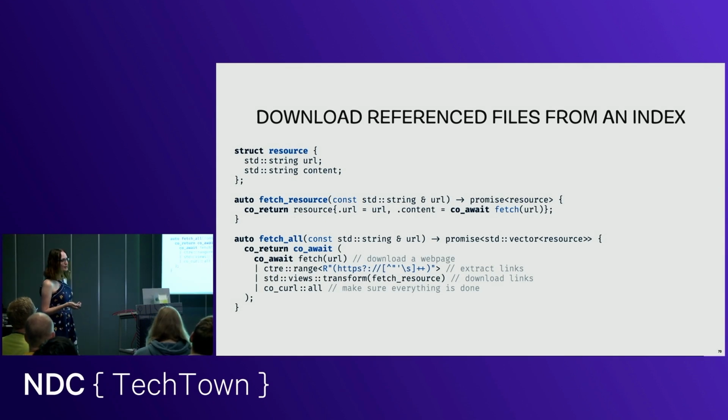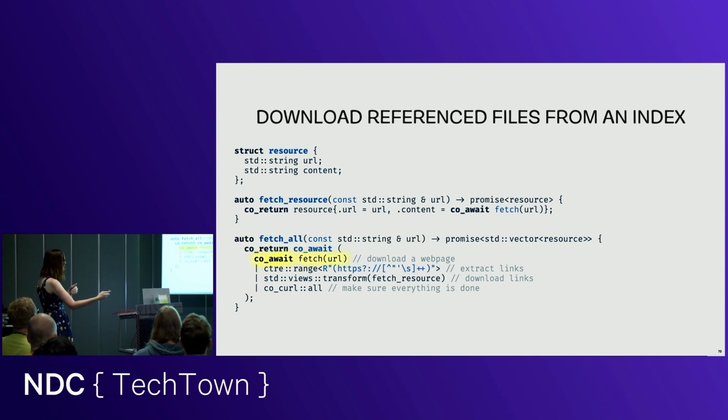So let's say we have a struct of resources, which contains a URL and content. Then you have a function fetch resource, which will take a URL and return a promise of resource. Resource is just the URL you downloaded from, and the content is what you fetched. And then you have fetch all, which will take the URL of, let's say, a web page, and give you a vector of resources.